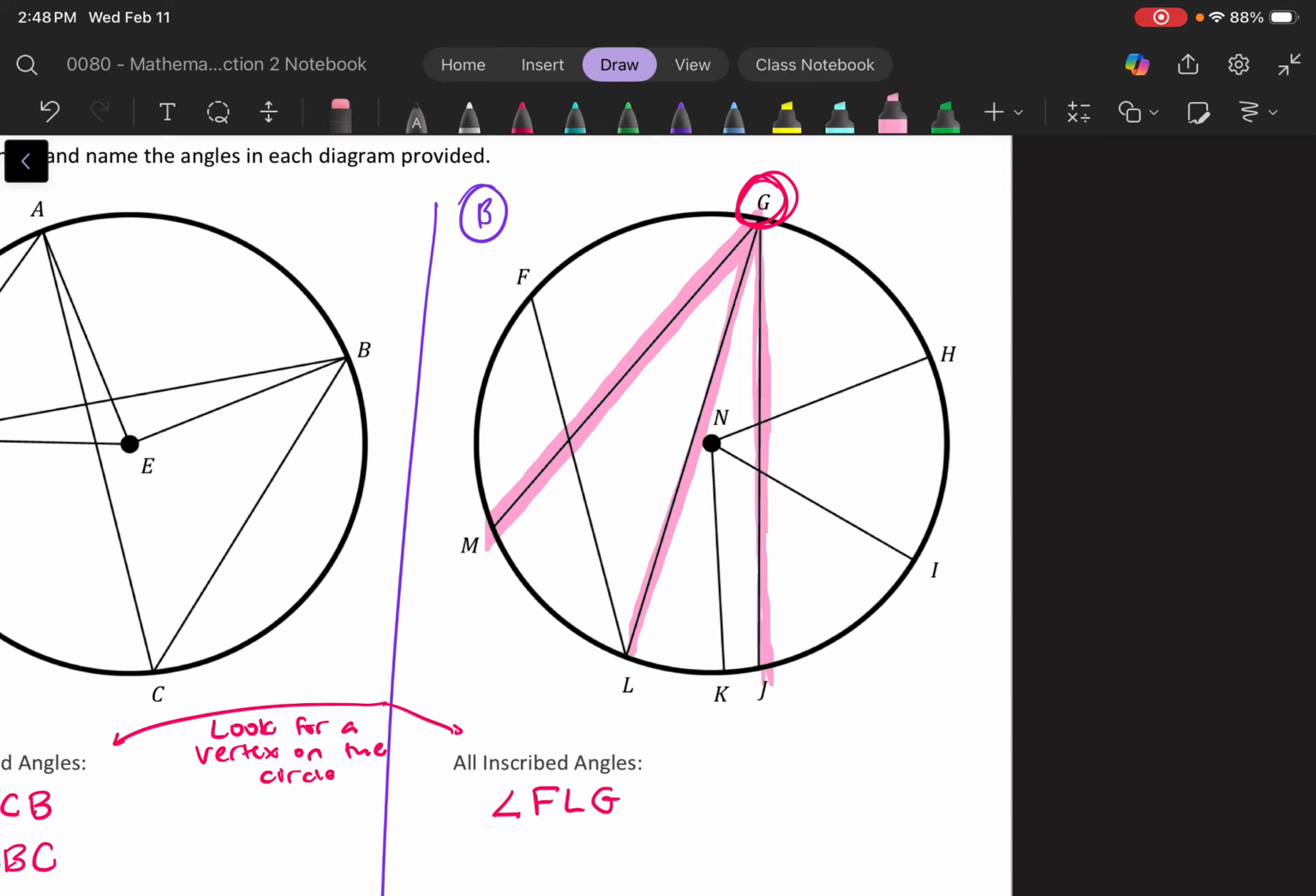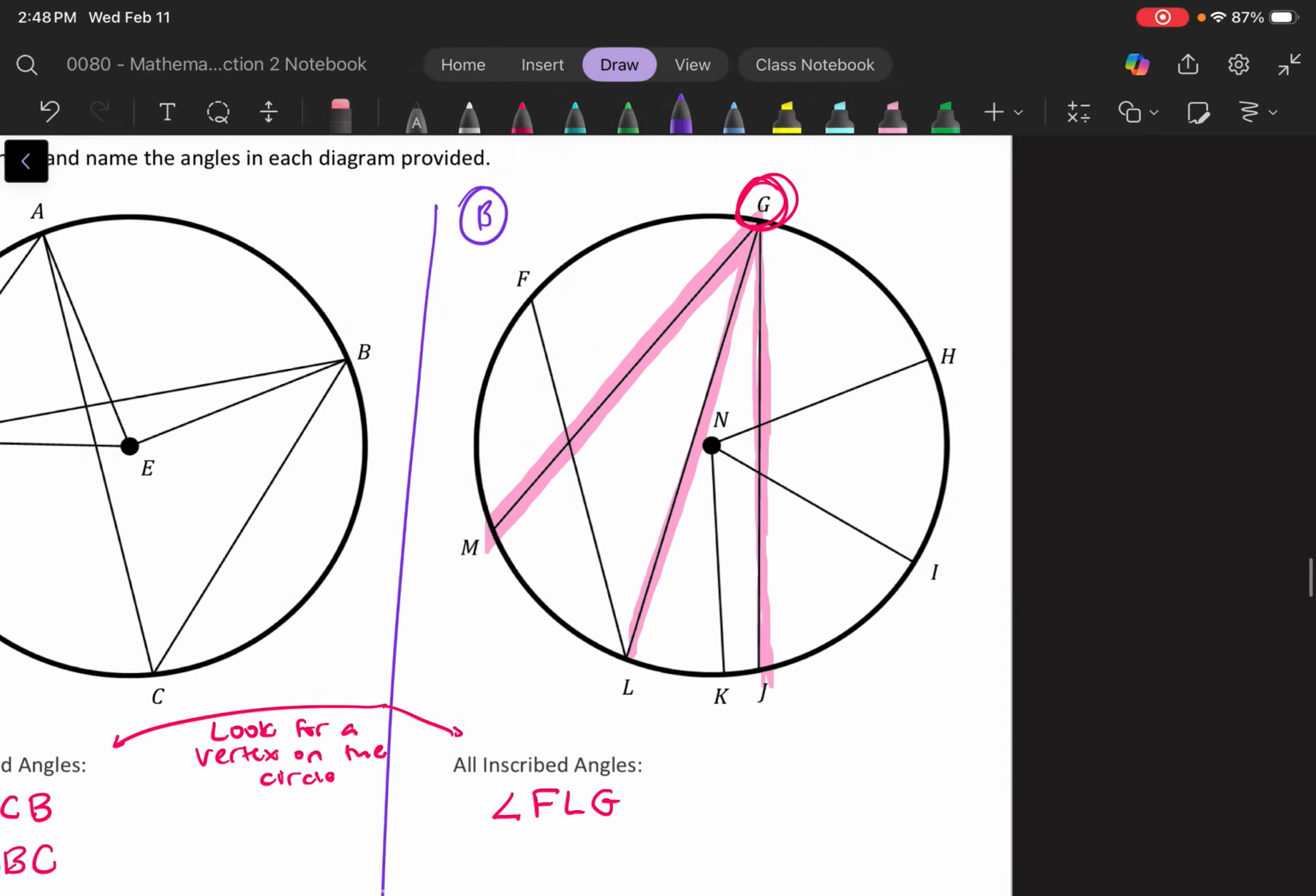Well, I take a look at any two chords at a time and I name them. So when I take a look, I'm going to have this angle here. I'm going to have this angle here. And I'm going to have this whole big angle here. So with three different chords all connected to that same endpoint, I'm going to have three different possible angles. So I could have the small purple one, the small green one, or the combined big blue one.